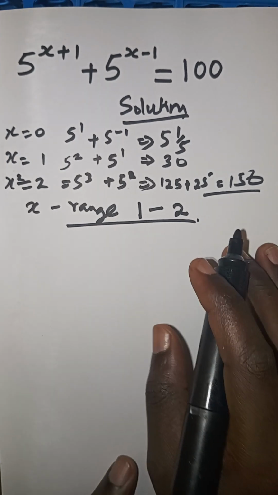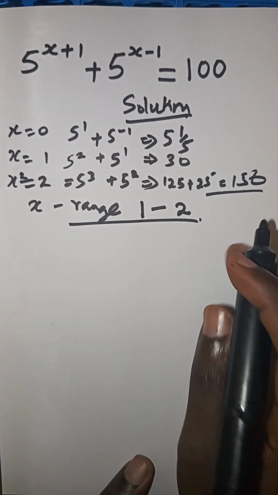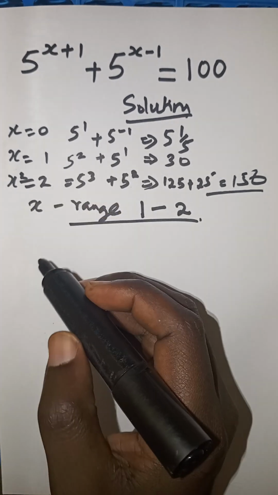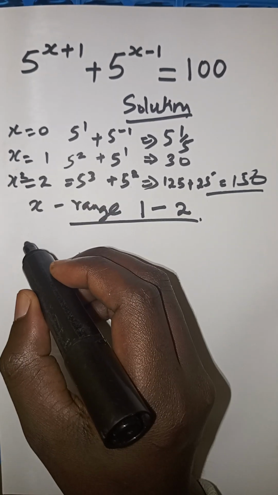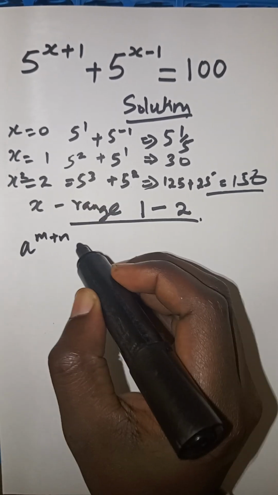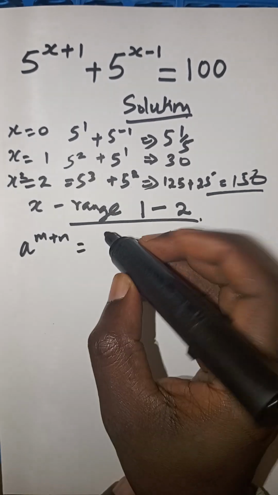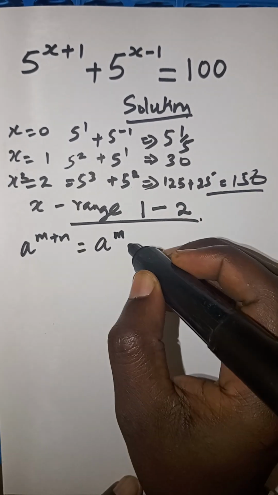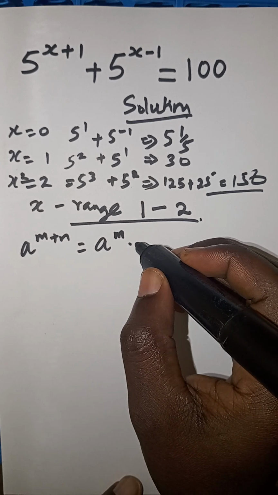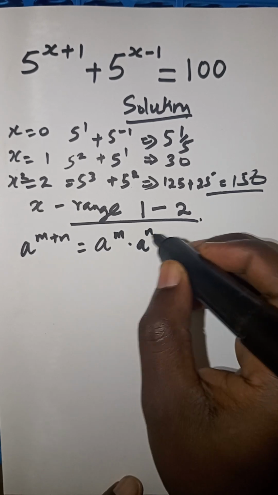So let us go ahead and find the actual value of x, which was required. Step 1, if I have a raised to m plus n according to the laws of exponents, then this can be separated as a raised to m multiplied by a raised to n.